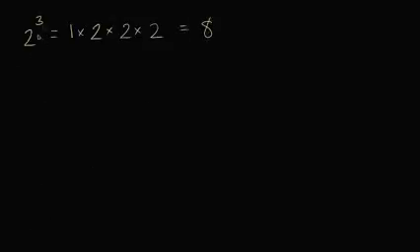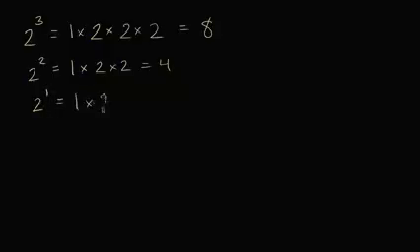Now, based on this definition I just did, what would 2 to the second power be? Well, this would be 1 times 2 twice. So 1 times 2 times 2, which of course would be equal to 4. What would 2 to the first power be? Well, that would be 1, and we would multiply it by 2 once. 1 times 2, which of course is equal to 2.